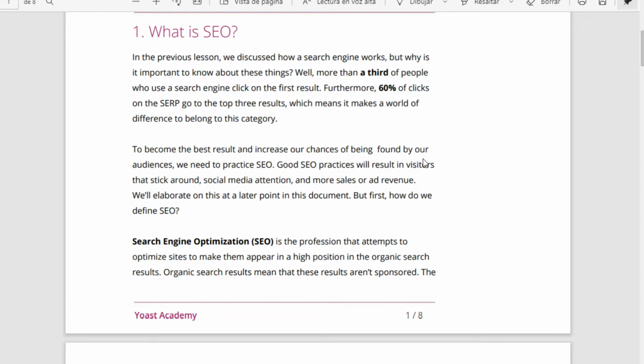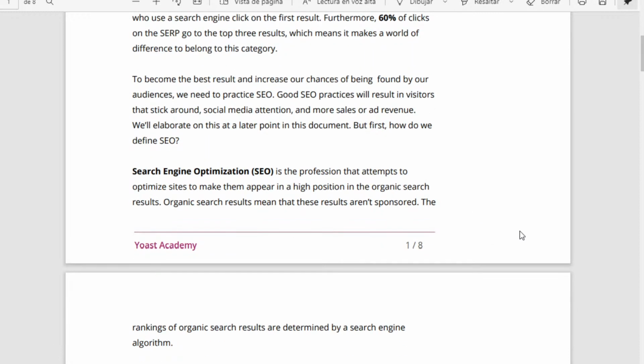To become the best result and increase our chances of being found by our audiences, we need to practice SEO. Good SEO practices will result in visitors that stick around, social media attention, and more sales or ad revenue. We'll elaborate on this at a later point in this document. But first, how do we define SEO?